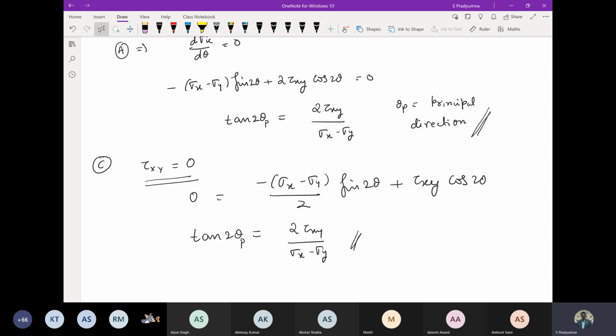Either it is minimum or maximum, because we are only dealing with the two-dimensional state of stress, or the plane stress problem. So we can use these values of theta p in our calculation and find the value of the maximum normal stress and the minimum normal stress. They are the principal stresses which we can find out. We will take that up later as well.